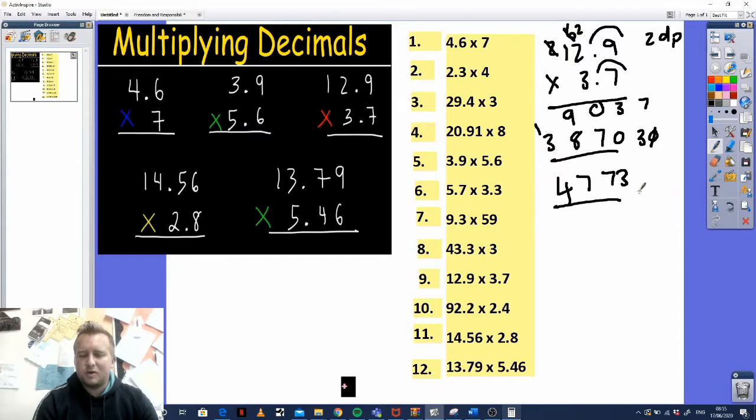4,000 is not going to be the answer. 12 times 3 is 36. It's not going to be 4,000. So I need to put the 2 decimal places there. At the top corner, I said 2 decimal places. I need to move it from the right 2 decimal places over. And that's when I'm going to get the correct answer.